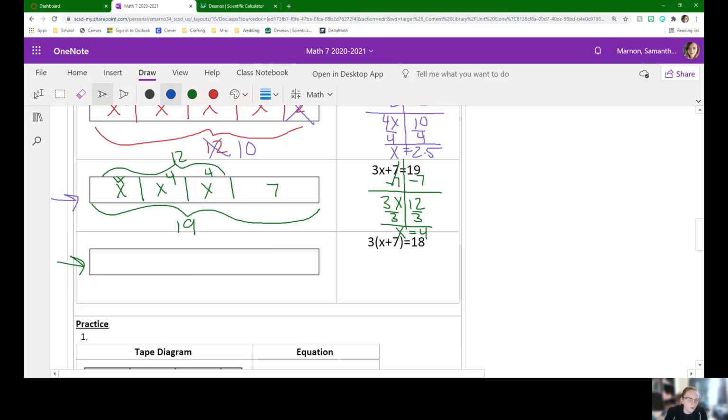Okay, so we know this whole thing is 18. I have 3 of the same group, so I'm going to split this into thirds. I'm going to draw my pieces. Those aren't equal. Let's try that again. Draw my pieces as equal as possible. And each group is X plus 7.